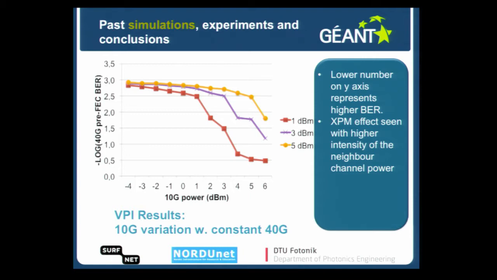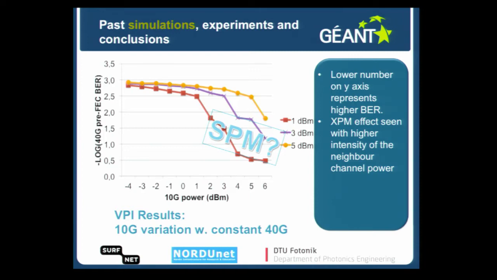Well, as we are traversing a quite long stretch, up to around 1,000 kilometers, I think it's even more than 1,000 kilometers, the nonlinear effects will actually start to influence. And what we see here are the cross-phase modulation effects as the intensity of the 10G neighboring channels is increasing. So this was just simulations, but this was the cross-phase modulation.